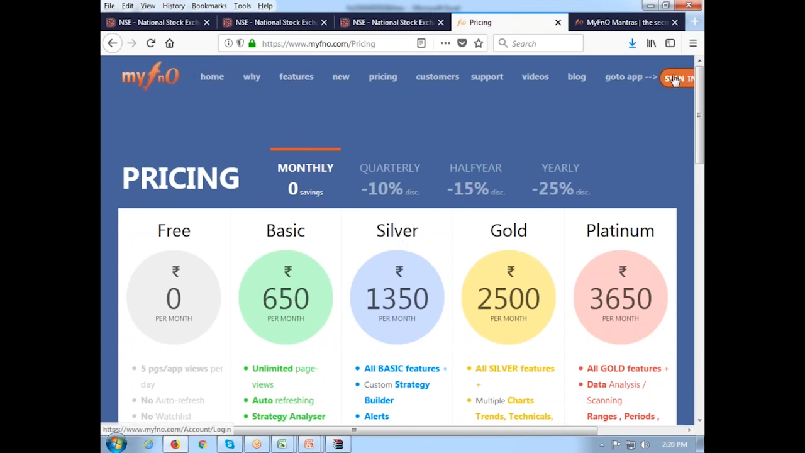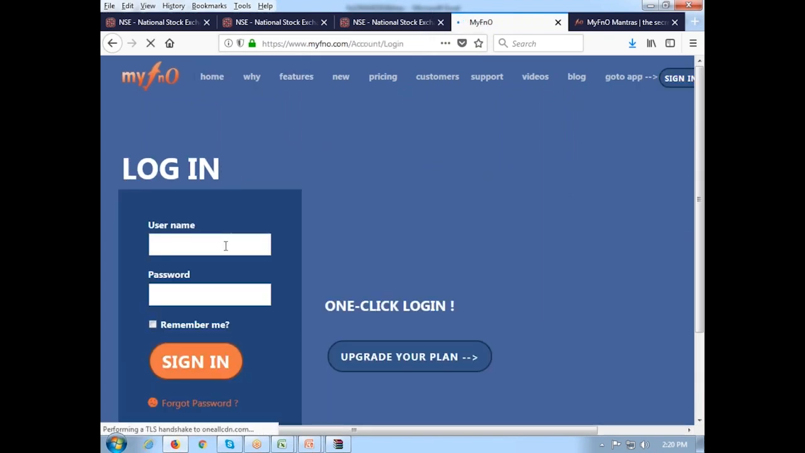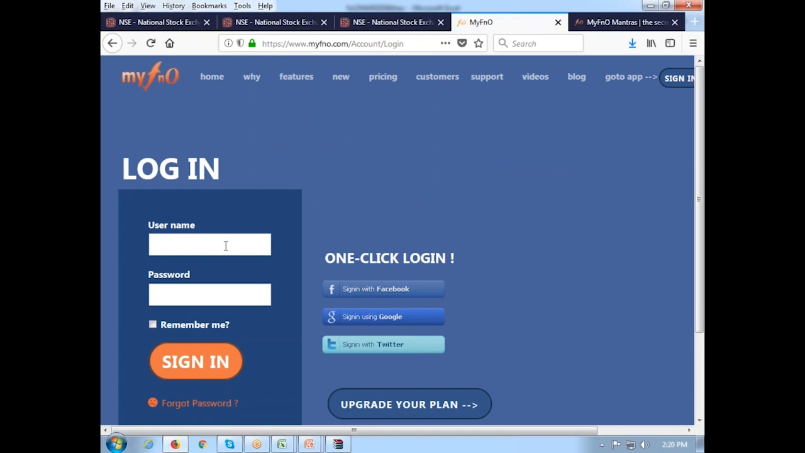Let me log in. I have two logins. One is basic, another is platinum. You will be getting the silver one. I have the basic and platinum one. Why are you using both, when the platform is the same? Actually, we are two people trading at different places. So one is using basic and another is using platinum. So it's up to you to use it.